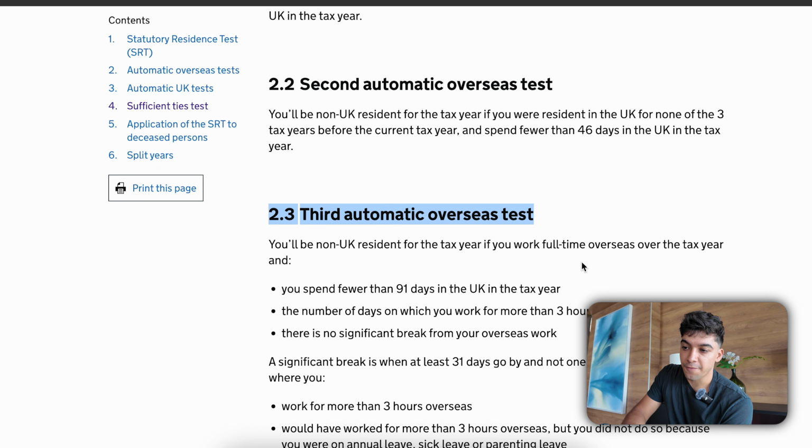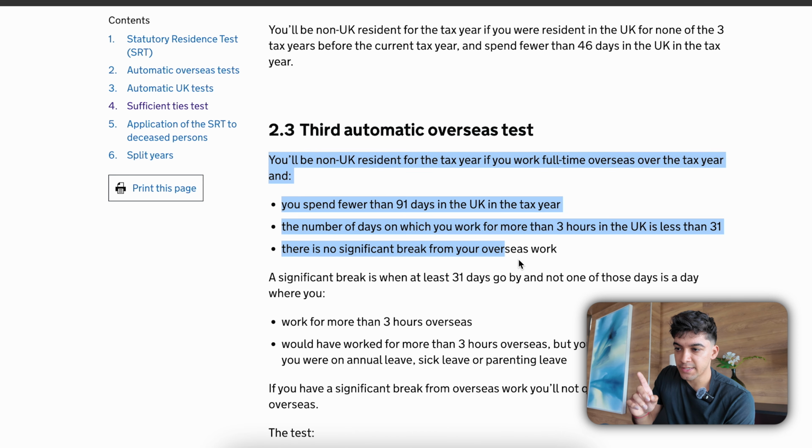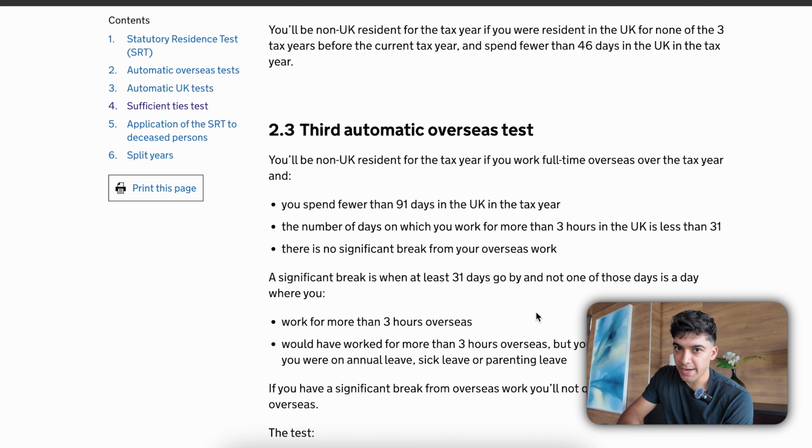So then we go down to the third one, and this is where most people fall, right? Because this is why people say you can spend less than 90 days in the UK and be fine. So it says you'll be non-UK resident for the tax year if you work full-time overseas over the tax year. You're an entrepreneur, so you've got a full-time job technically, and if you've moved from the UK, you're working overseas, so this is fine. And you spend fewer than 91 days in the UK in the tax year, so 90 days, and this is exactly what people tell you.